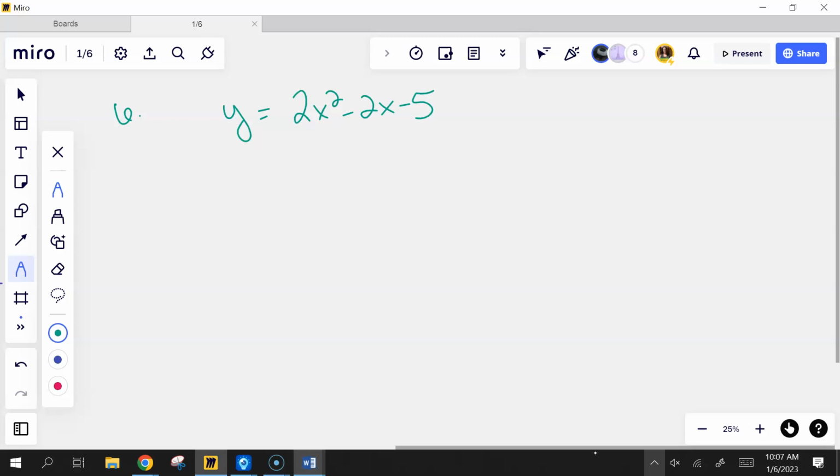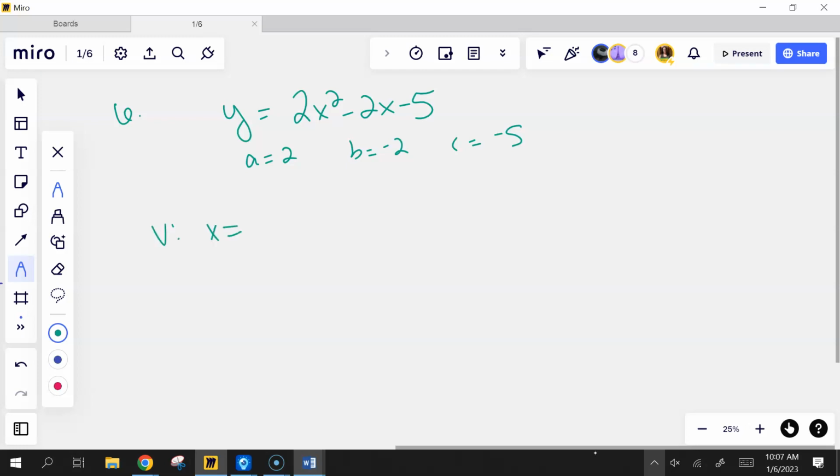2x squared minus 2x minus 5. A is what? B? C? Tell me what you know. Up or down? Up. Skinny, wide, average? Skinny, because a is bigger than 1. Y-intercept, -5. Let's find the vertex.